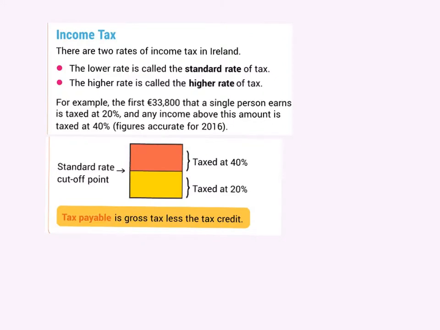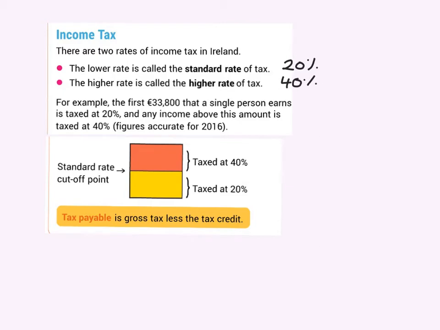Okay, so let's just look at income tax. Some of you have had part-time jobs before, so this would be of interest to you. You see here we have 2 rates of income tax in Ireland. We have a standard rate of tax, which is 20%. I know it's down below, but I'll write beside it. And then the higher rate is 40%.